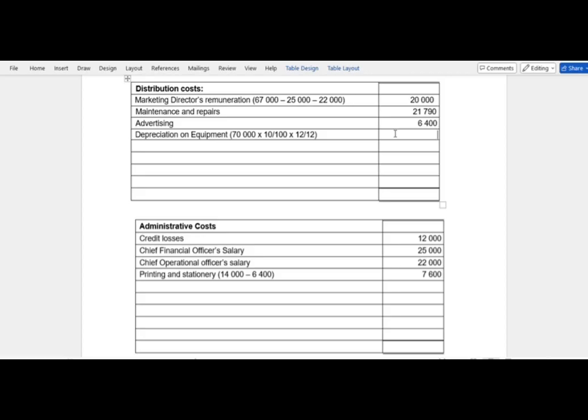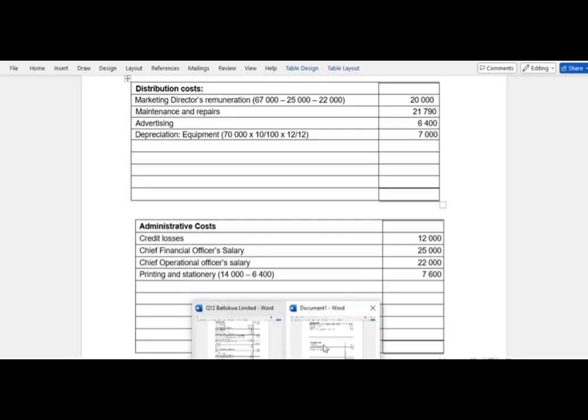I'm getting, let's see, 12 divided by 12, I'm getting 7,000, right? 7,000 is the depreciation on equipment, because this equipment is under the Department of Sales. Okay, it's under the Department of Sales. All right, then let's proceed to the next transaction.